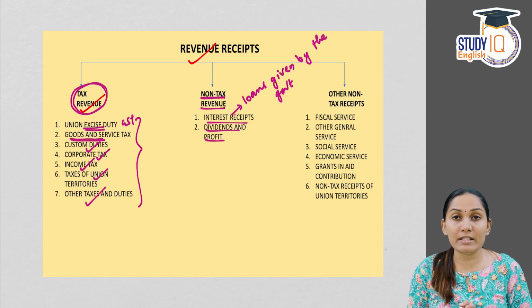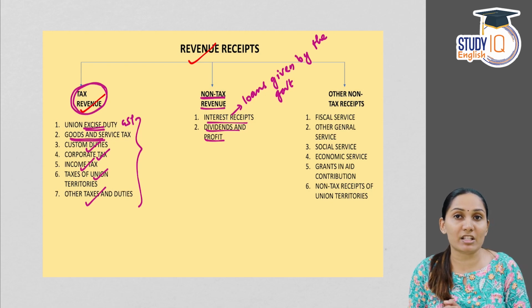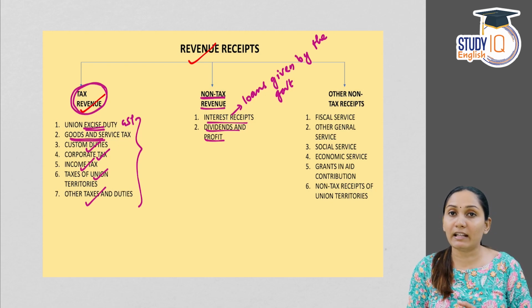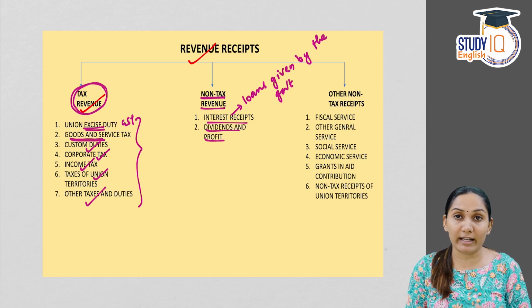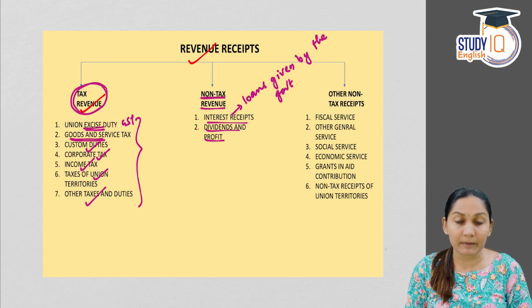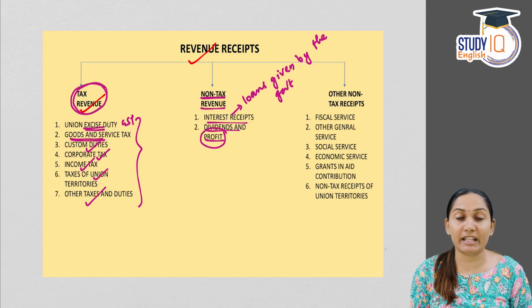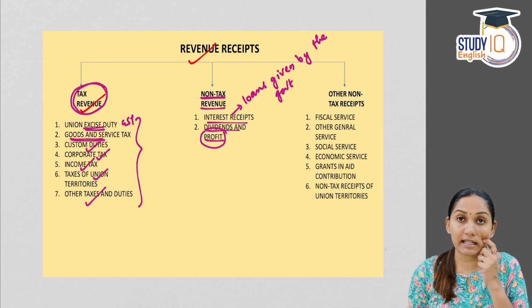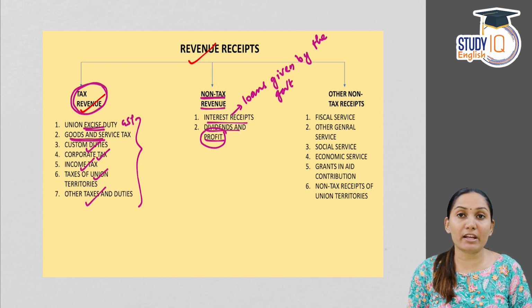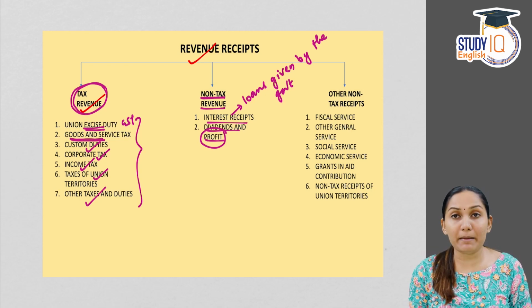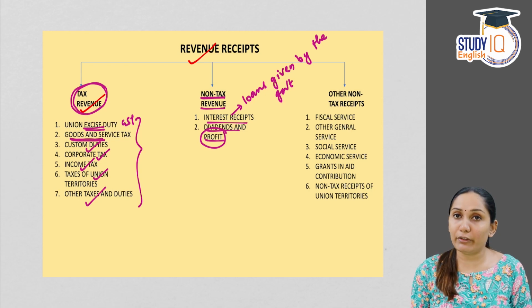Next is dividend and profit. Dividend refers to the share of profit the government earns from those companies in which the government has a share. So those entities where the government has a shareholding, the government receives a part of the profit. That part of profit is called the dividend. Now, profit refers to the profit the government earns from government undertakings like the public sector undertakings, public sector banks, or the profit share of RBI. All these are the profit earned by the government. So dividend and profit is another major non-tax revenue for the government.